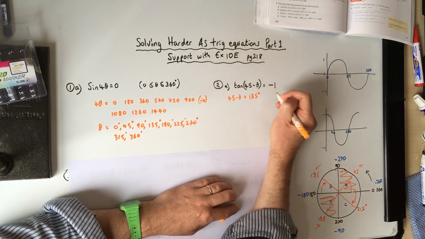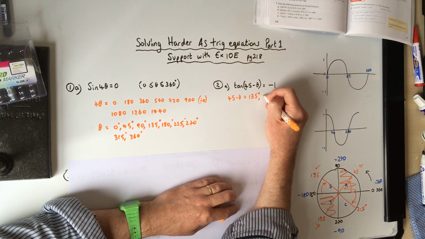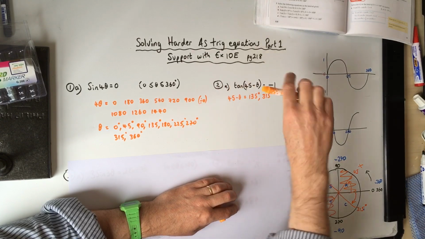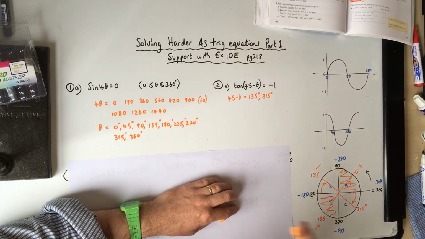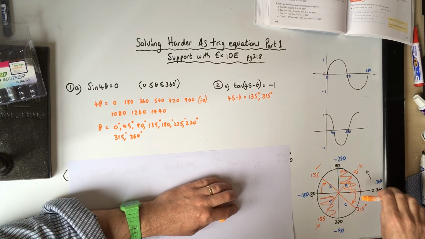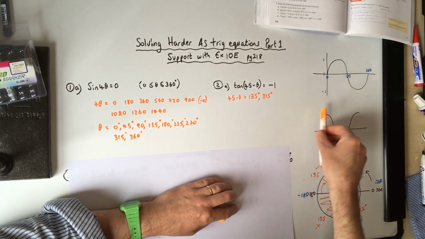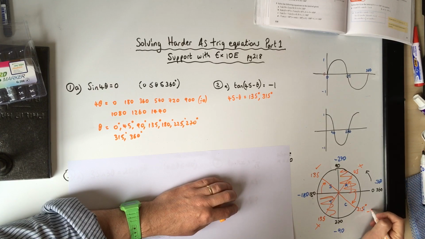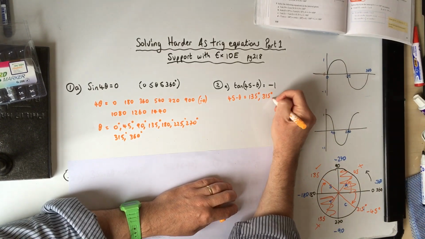135 degrees, okay, and 315 degrees. Now I know that I'm going to multiply by -1 through, so I'm going to use my negative wheel as well. So I'm going to go this side of my tan graph. So I'm going to go back in this region. I've also got -45 degrees, haven't I? So I'm going to include that.